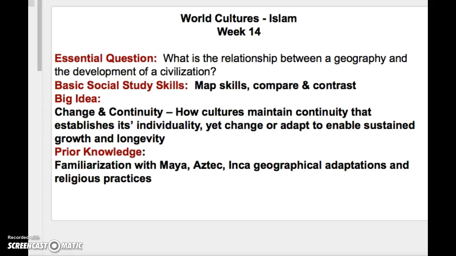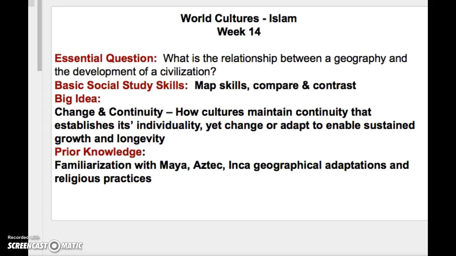Our essential question: what is the relationship between geography and the development of a civilization? You're going to utilize map skills and compare and contrast as well. The big idea is changing continuity: how cultures maintain continuity that establishes their individuality, yet change or adapt to enable sustained growth and longevity.